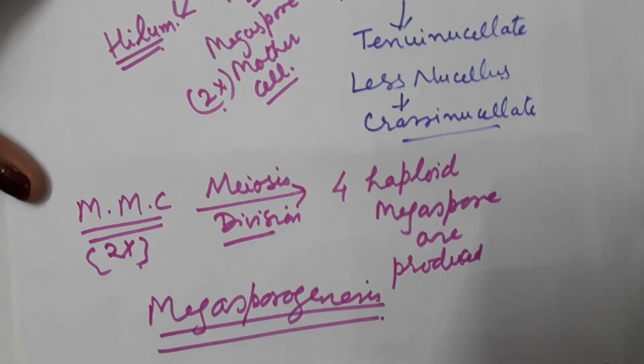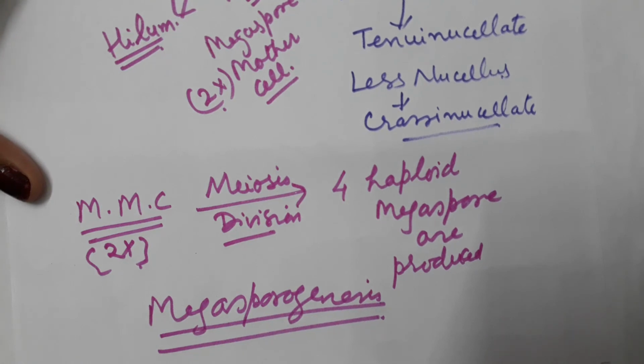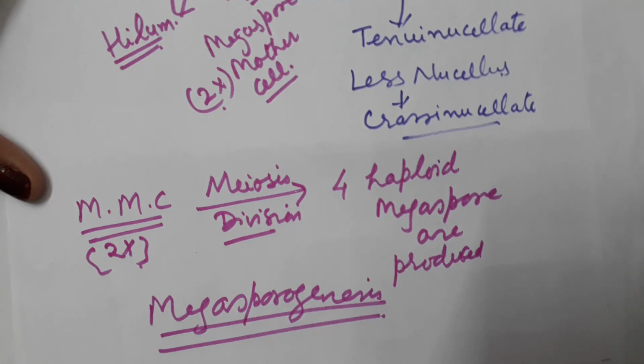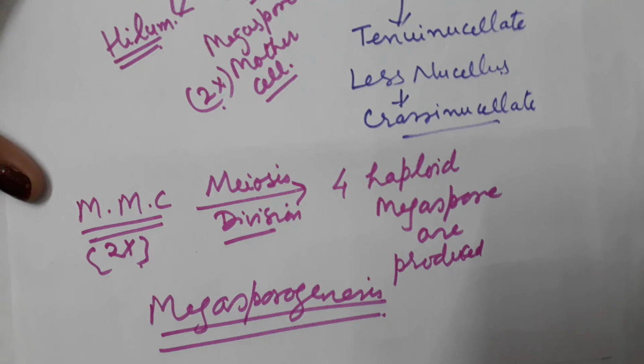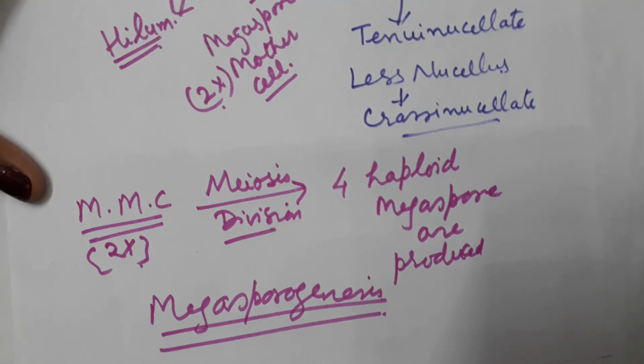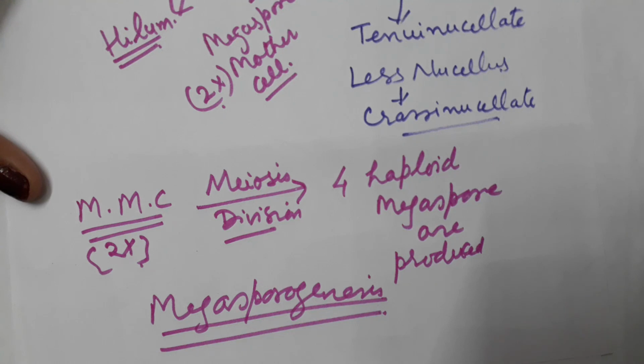This is how megasporogenesis takes place, and the megaspore mother cell undergoes meiosis division and produces 4 haploid megaspores, which later on participate in the formation of the female gametophyte, that is the embryo sac. So inside the nucellus, in the center, the embryo sac develops. How it takes place, we study in our next video.